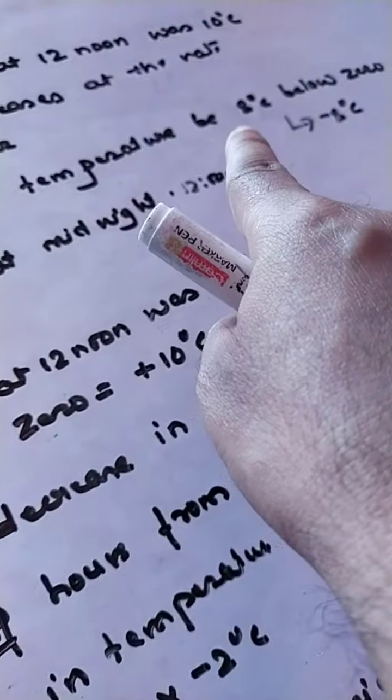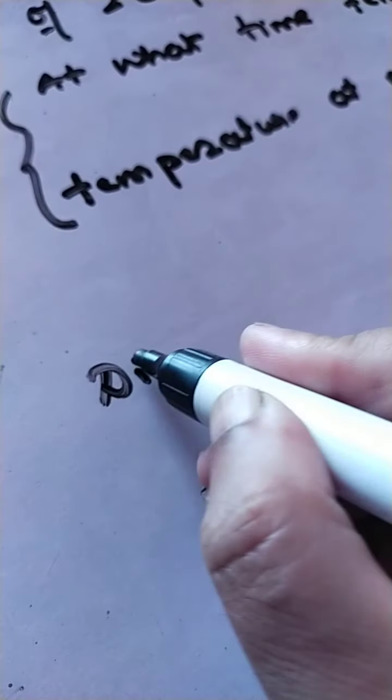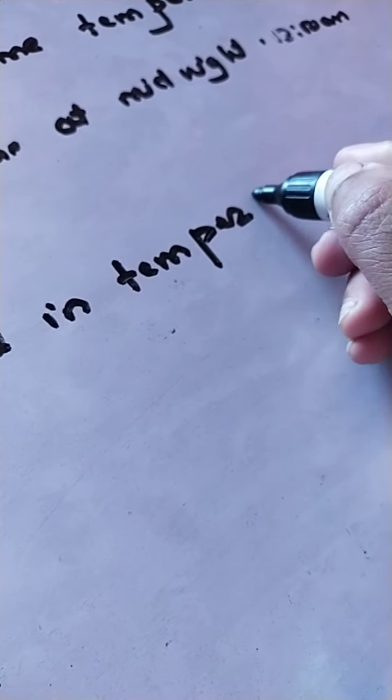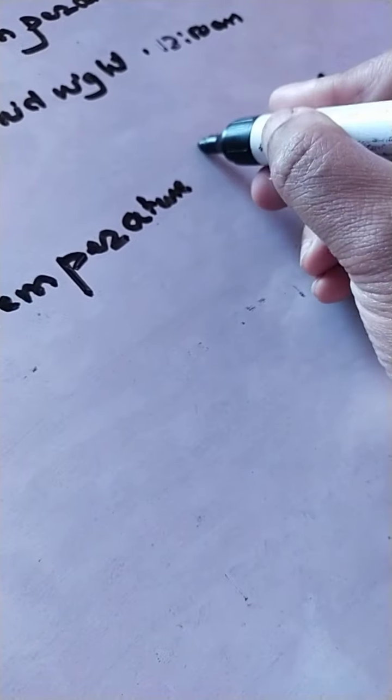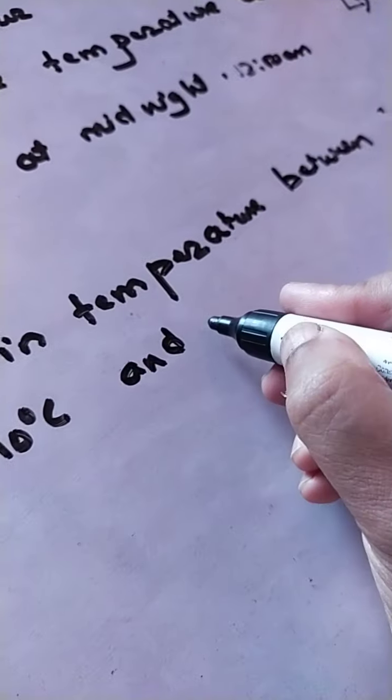At what time would the temperature be minus 8 degrees Celsius, or you can say 8 degrees Celsius below zero? So let's solve this. The first thing we'll see is the difference in temperature between plus 10 degrees Celsius and 8 degrees Celsius below, which means minus 8 degrees Celsius. This is the difference that we'll find.